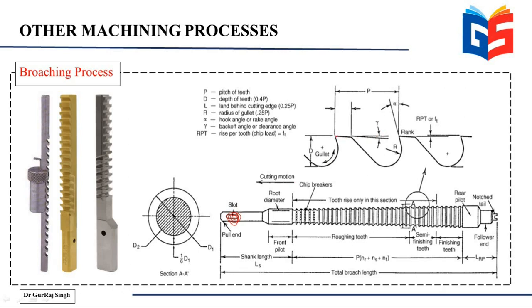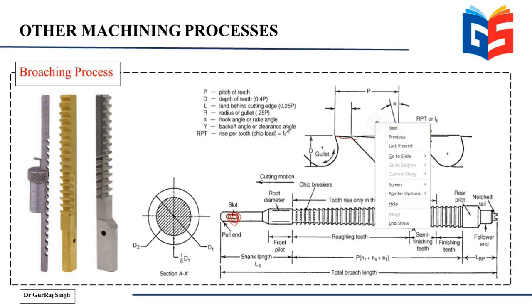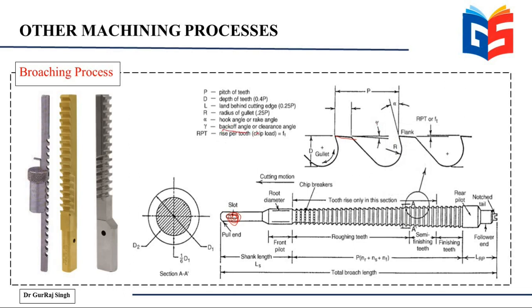Then you have a certain angle of these teeth, which is referred to here as gamma, which is the back off or clearance angle. It is a very important angle that is maintained here. And then there's a short thickness between the two teeth, and the distance between two consecutive teeth cutting points is called the pitch, while D, the depth, is the total depth of the teeth from the top till the bottom. Then L is basically the land, the land behind the cutting edge.